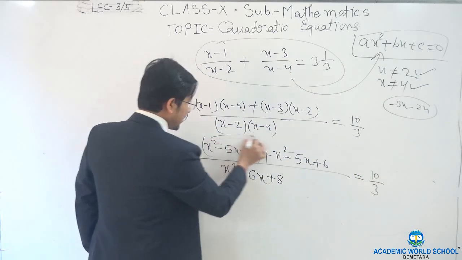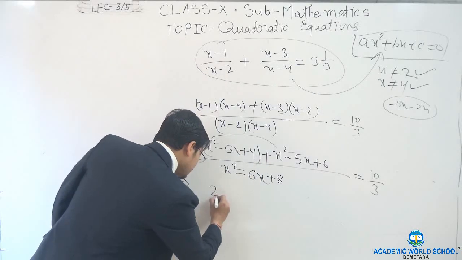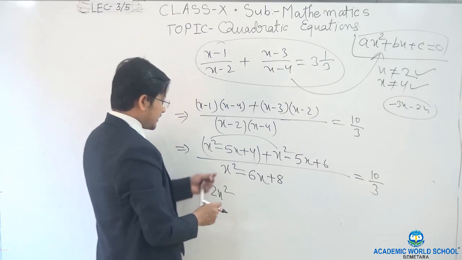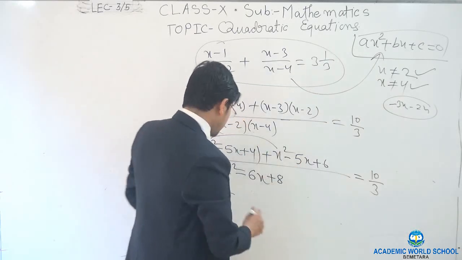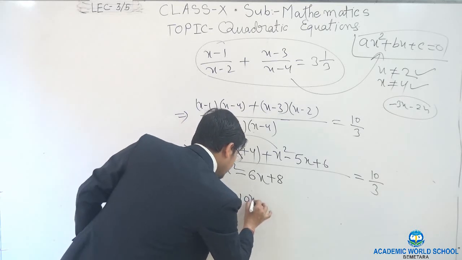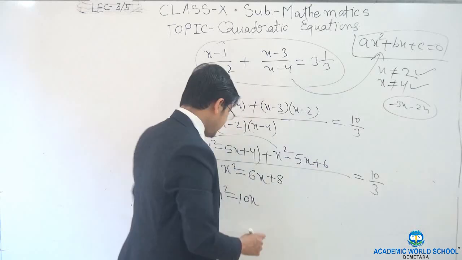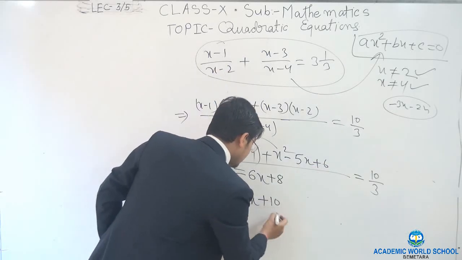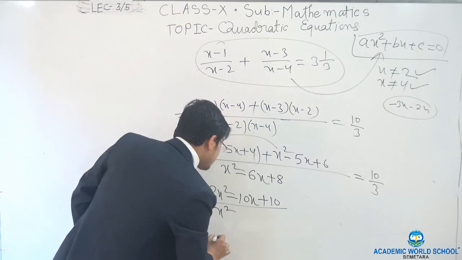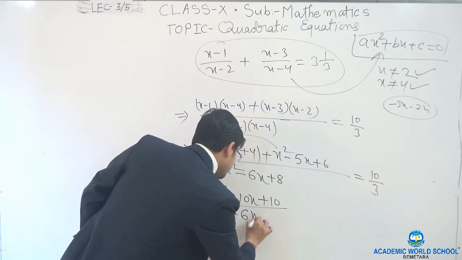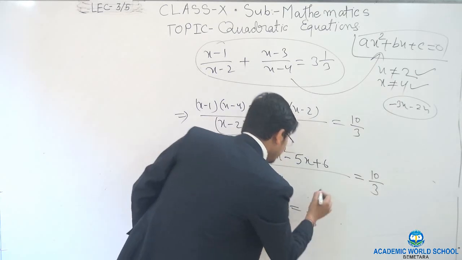Now this is x square plus x square, 2x square. Now this is minus 5x minus 5x, minus 10x, plus 4 plus 6, plus 10, whole upon x square minus 6x plus 8, is equal to 10 upon 3.